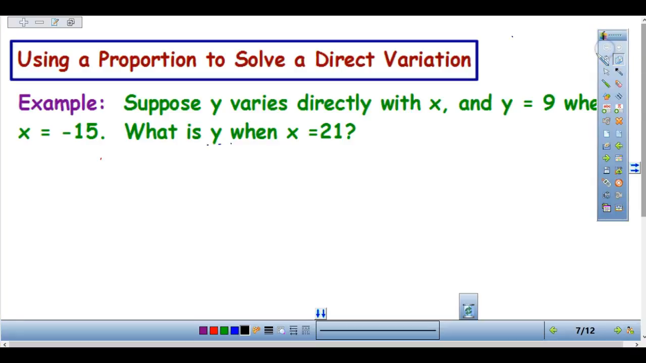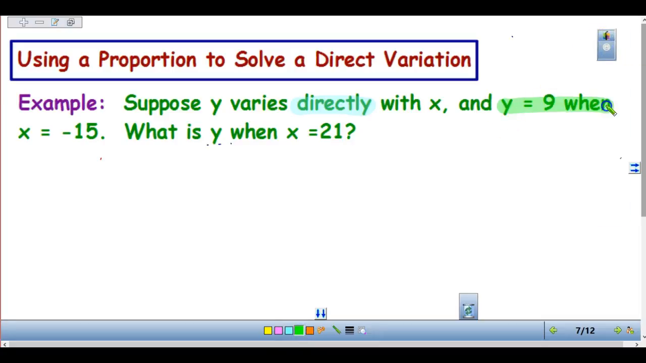Okay, so that's going to be key, especially tomorrow. When it says directly, because tomorrow we're going to make the inverse and directly toward the end of the hour. But direct, y equals kx. Okay. I also know now that y equals 9 when x is negative 15. I am going to group that together.